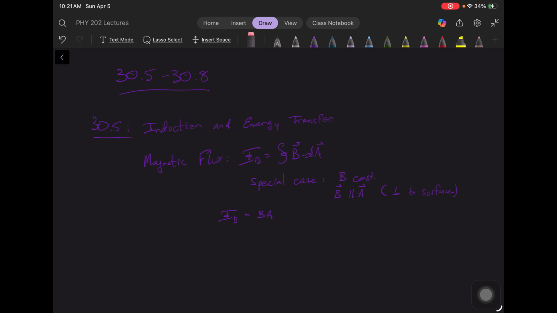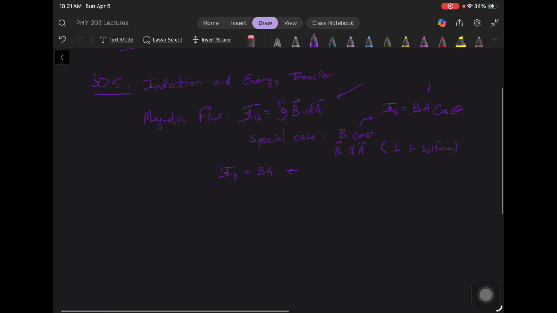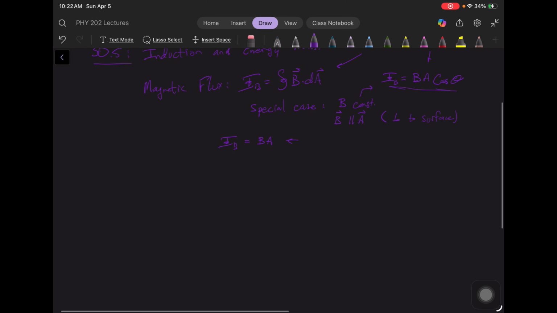Right, but in general, if B is a constant, then we can also just write B A cosine theta, right? And so, we have this general form that's always true, and then we kind of have these special cases where life gets a little easier, right? In general, for this class, this is about the trickiest you'll have to actually do. Okay.